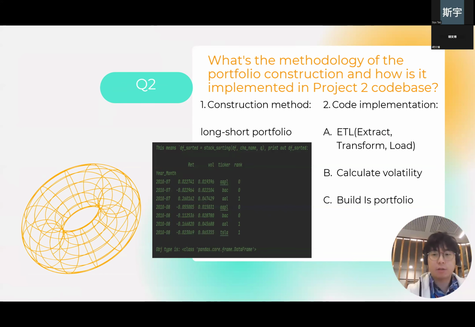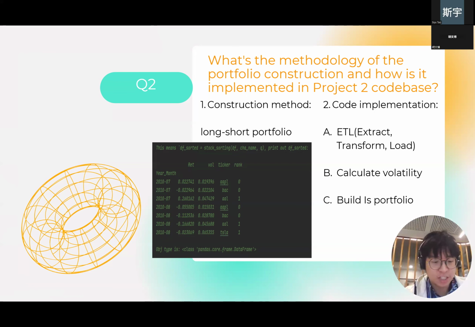So when it comes to question 2, what is the methodology of the portfolio construction and how is it implemented in the Project 2 code base? First part is the construction method. In this specific code, to build the LS portfolio, we do the following steps.